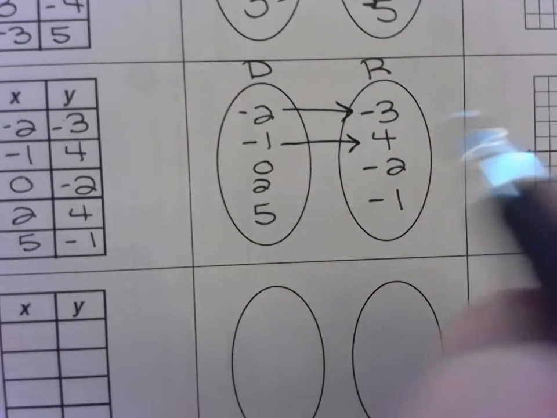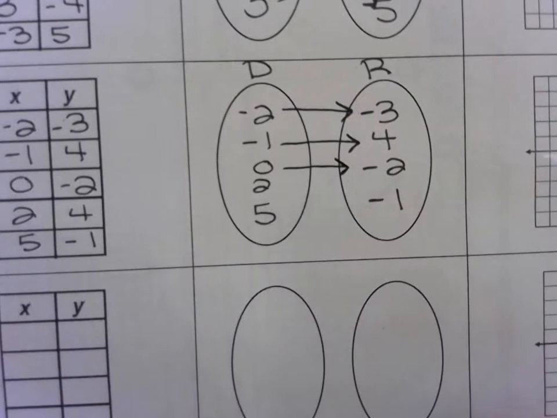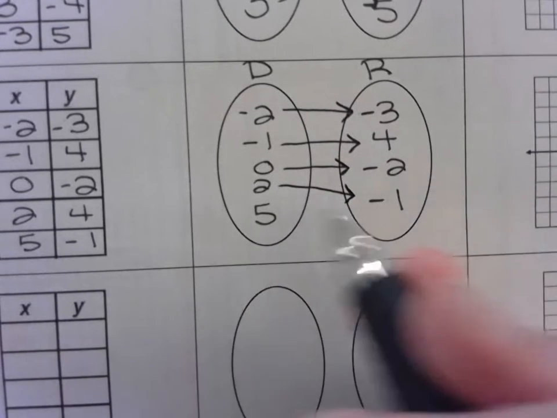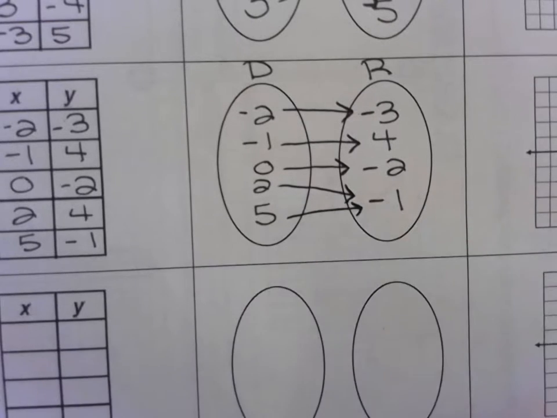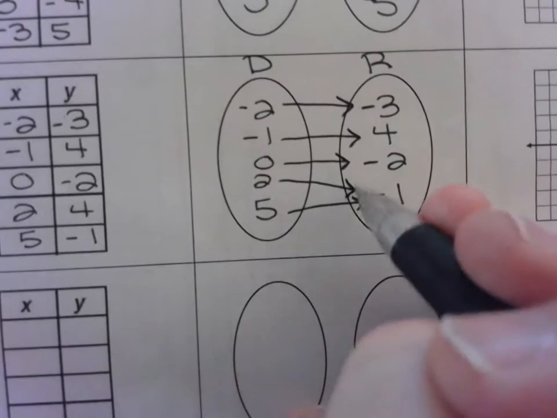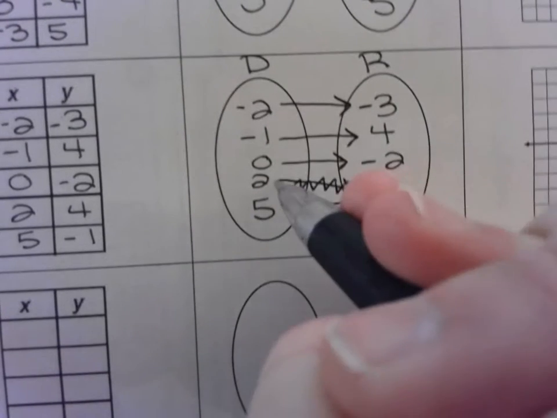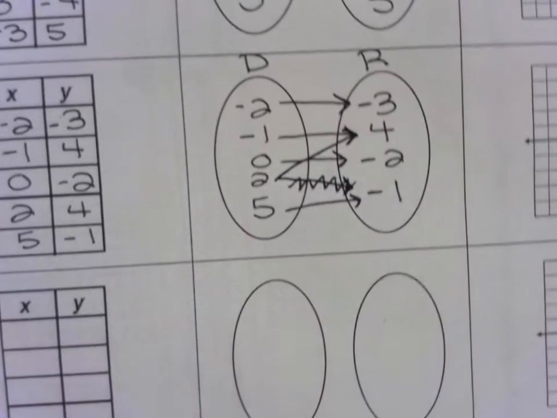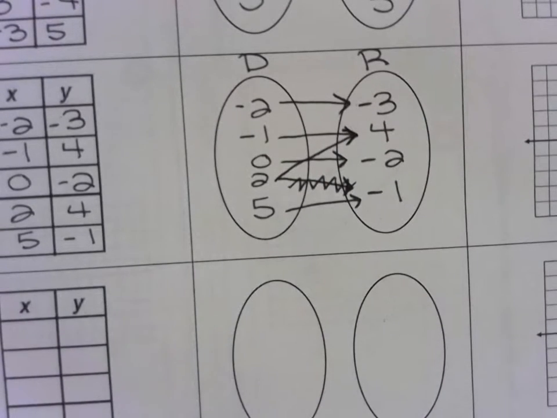Yep, -1 to 4. 0, -2. 2, -1. 5 and -1. Okay? So since 2 and 5 both go to -1, you're going to have those two arrows both go to -1. Yeah, 2 doesn't go to negative. 2 goes to 4. Okay, 2 to 4. So draw an arrow to 4. You're going to have 2 arrows going to 4 from -1 and 2.